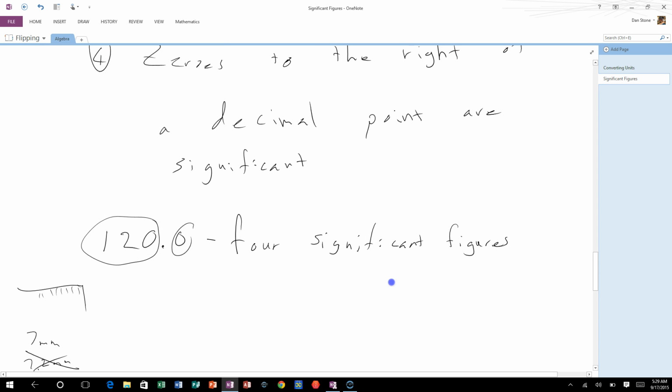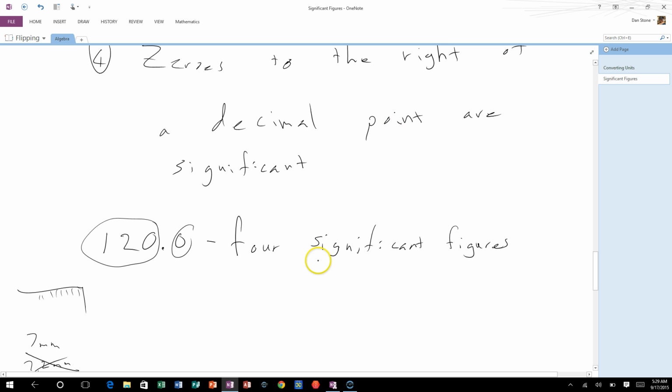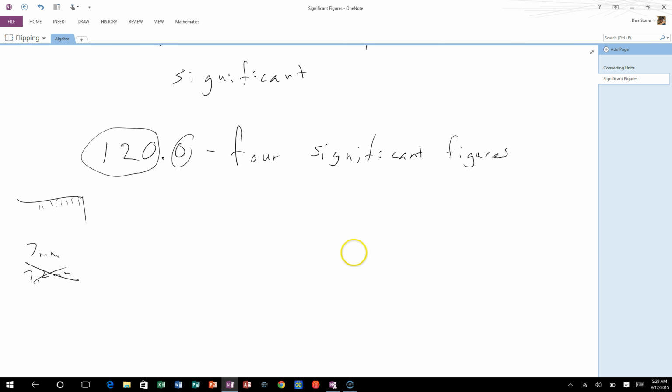Going back to our rule again, that zeros to the right of a decimal point are significant. If you have something like 17.04, how many significant figures do you have here? Well, going back to our first rule, remember that says that the 1, 7, and the 4 are all significant. And this 0 is between 2 non-zeros, and it's to the right of the decimal point. So this one will definitely be significant as well. So we're going to have 4 significant figures.